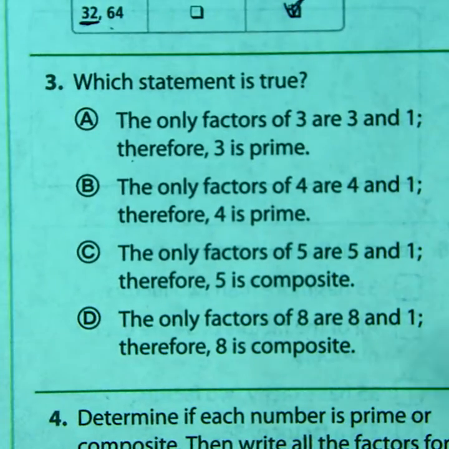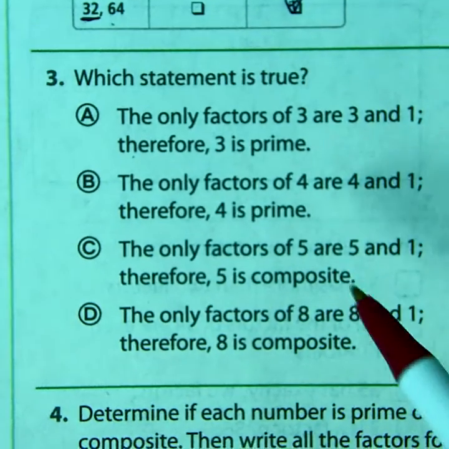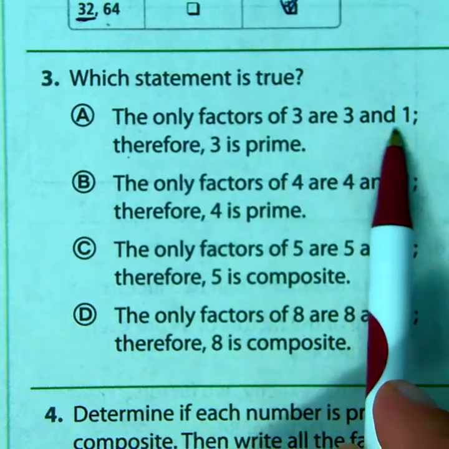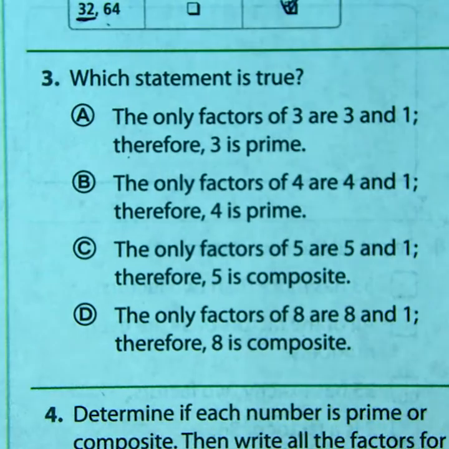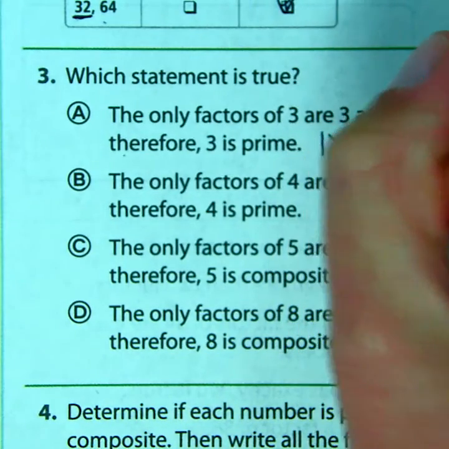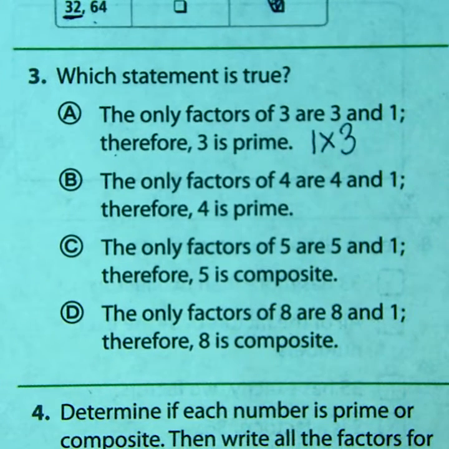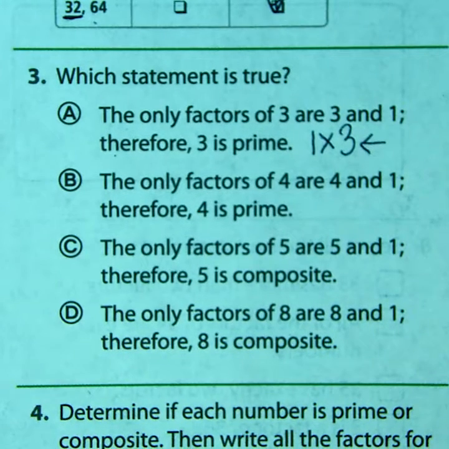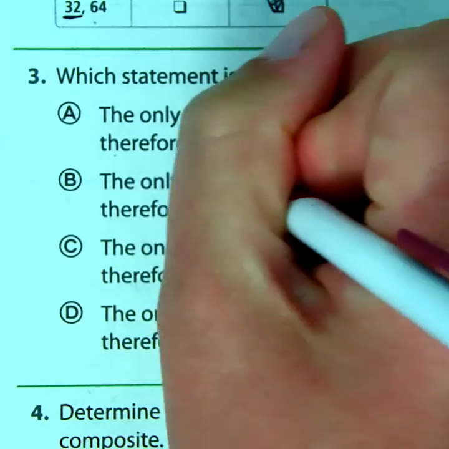So we have all these statements about prime or composite, and we have to figure out which one is true. The only factors of 3 are 3 and 1, therefore 3 is prime. So think about the number 3. I can multiply 1 times 3. Can I multiply 2? No. 3? That's the same as this. 3 times 1, it's just that commutative property and they're flip-flopped. So this is true because this number is prime.